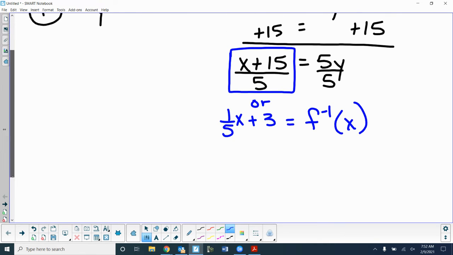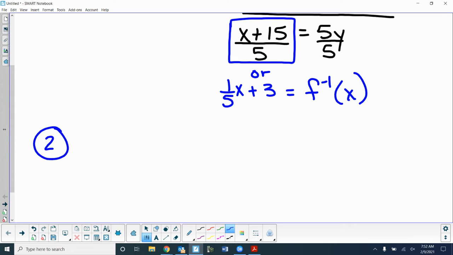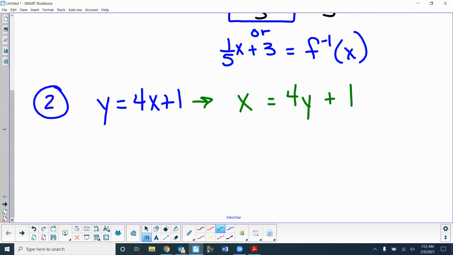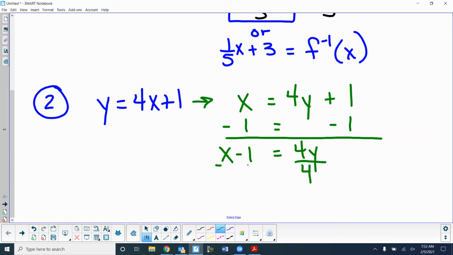All right, number 2. Very similar to that one. Again, it's f of x. I'll write it as y equals. So we're going to change it to x equals 4y plus 1. Just swap the x and the y. So we're going to just subtract the 1 from both sides and divide by 4. Get y by itself.